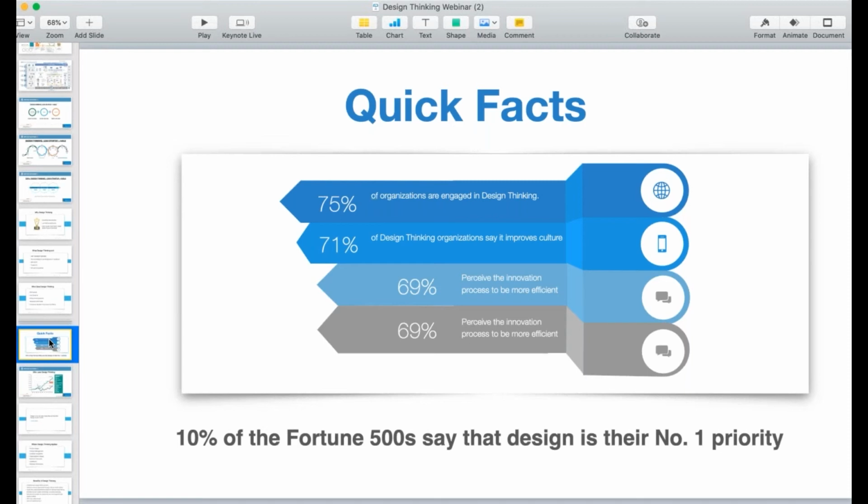75% of organizations claim that they're using some sort of design thinking. Some don't even know they're doing it until you explain it to them. 71% of design thinking organizations say it improves their culture. It creates a culture of visibility and accountability by helping everyone see what the end customer wants. 69% say they perceive it to create more innovation, and 69% believe it makes the whole process more efficient.